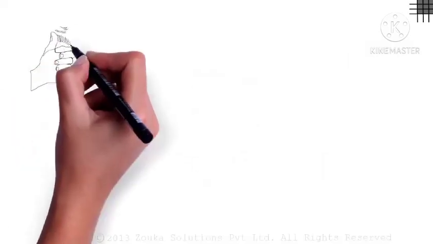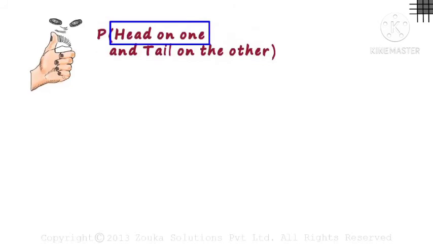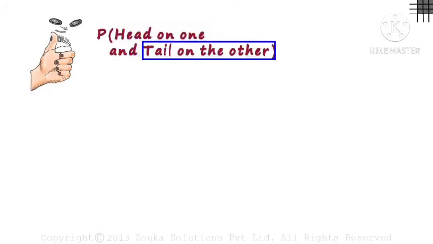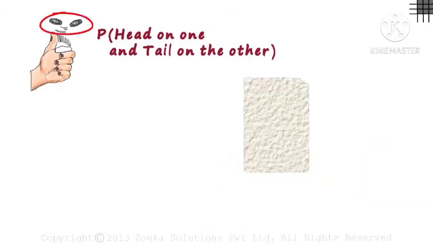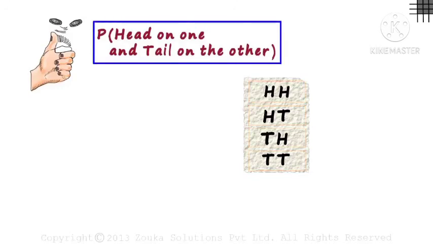Two coins are tossed together. What is the probability of getting head on one and tail on the other? Head on one and tail on the other. Let's recollect what we did in the previous videos. How many different possibilities exist when two coins are tossed? Head on one and head on the other, head and tail, tail and head, tails on both. 4 possibilities in all. In the question, we have been asked the probability of getting a head on one and a tail on the other.